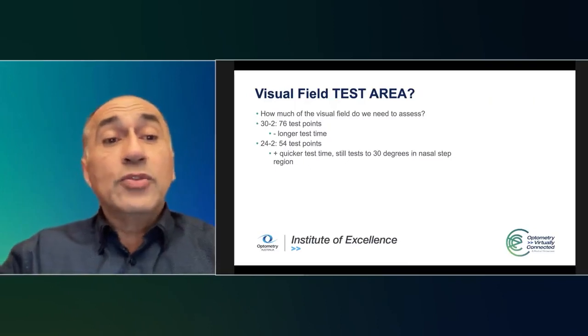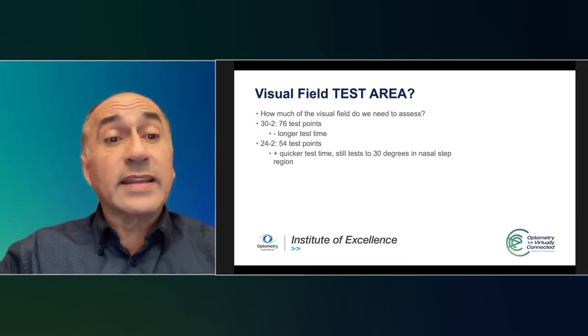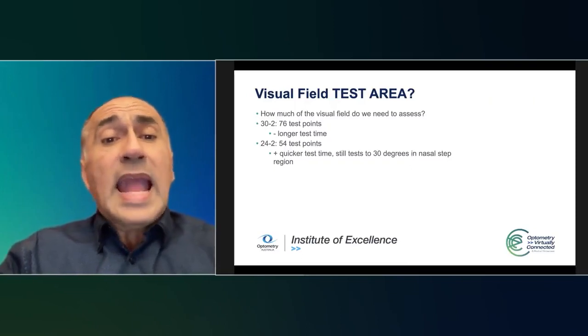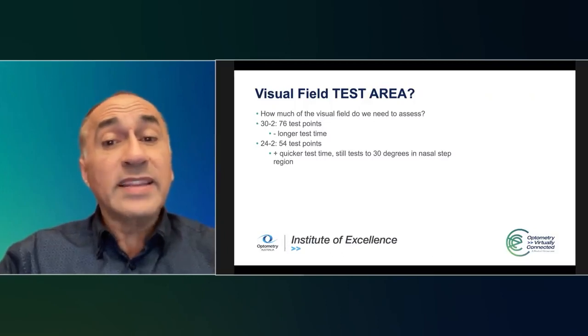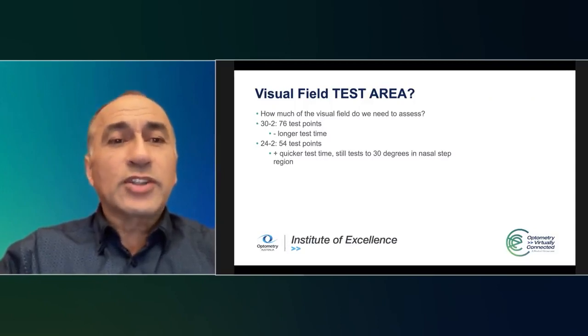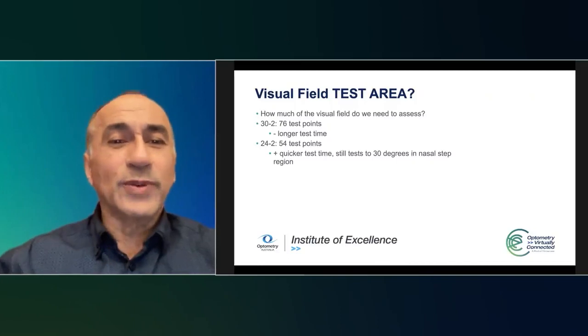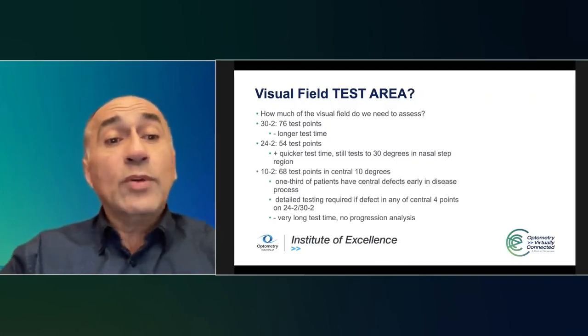The 24-2 only tests 54 points, so it's able to get through the test about a minute faster. And in the part of the visual field where glaucoma tends to attack first in the nasal step area, it has 2 additional points out to 30 degrees. So it's not strictly a 24-2, it has a little bit of the 30-2 in it in a very important area. And then we also have the 10-2.